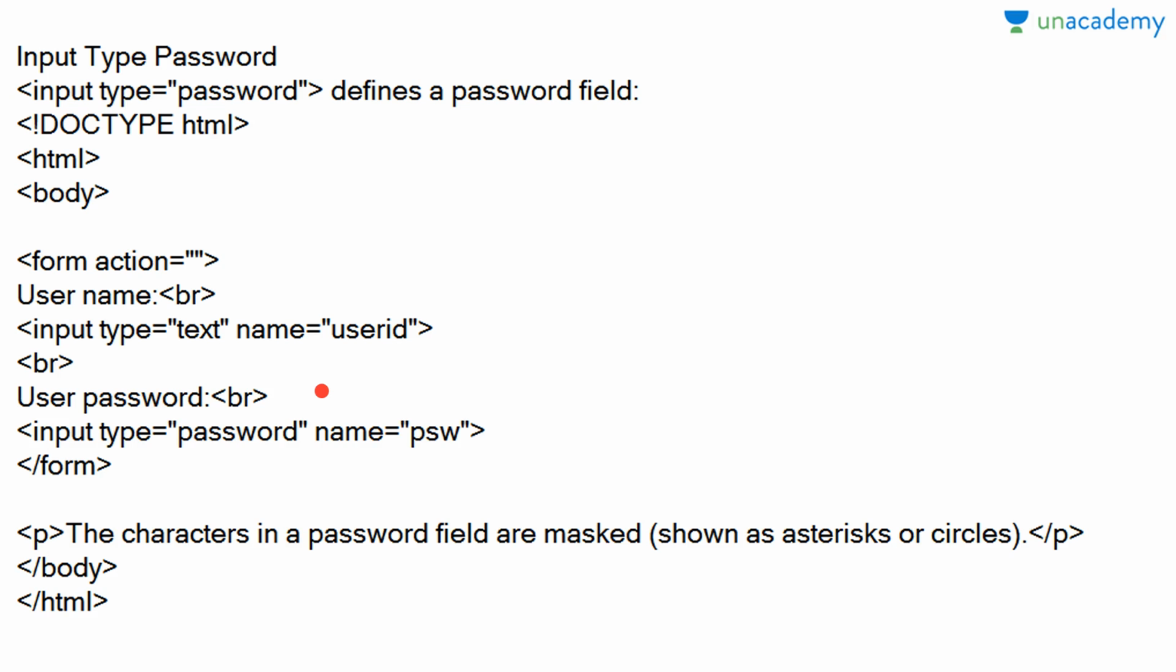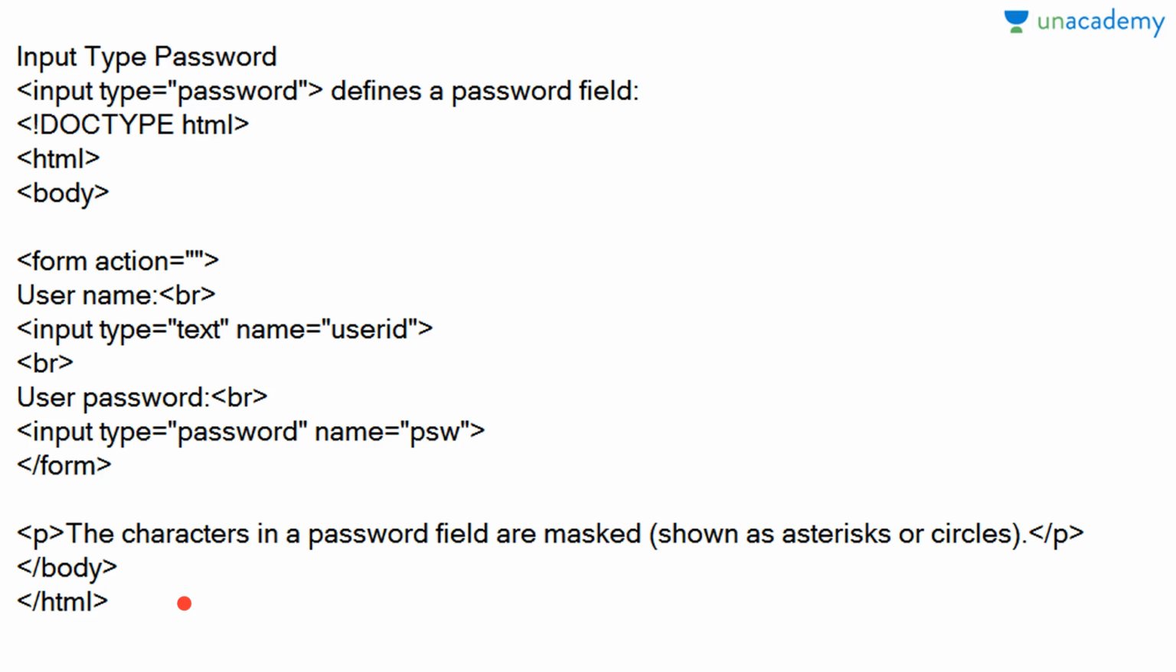form closed, then we write p, the characters in a password field are masked, shows asterisks or circles, p tag closed, body tag close, HTML tag close. So this HTML tag close means the root element is over and the complete code is done. So you can run this in your browser, and I would suggest you take the initiative and do the work. So what will be the output of this?